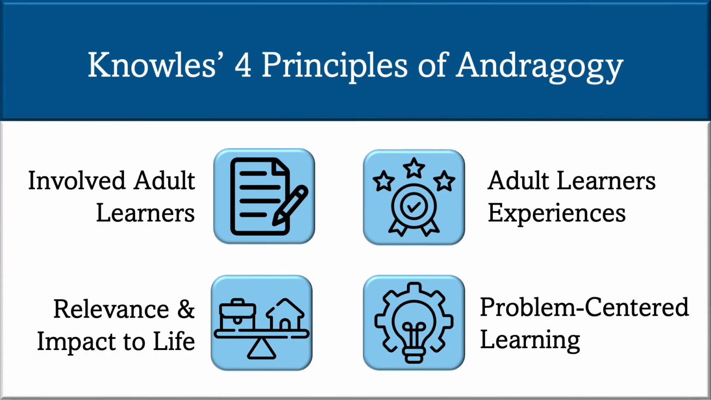The first learning theory is Malcolm Knowles' 4 principles of andragogy. Andragogy is a theory of adult learning which keeps in mind adult experiences and needs with respect to individual learning. So Knowles' 4 principles outlines these concepts by acknowledging that adults want to be involved in their learning. Adults' previous experiences, including mistakes, provides the basis for learning. Adults are most interested in learning topics that are relevant and impactful to their lives. And adults want learning to be problem-centered rather than content-oriented. Let's look at how these principles are incorporated into the e-learning program.